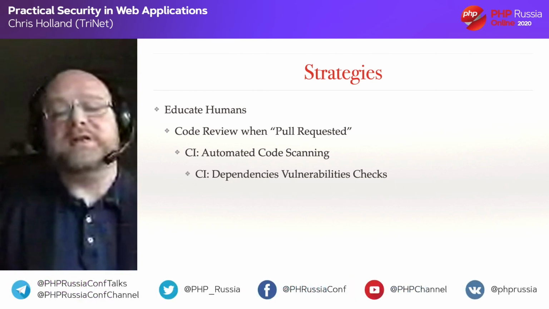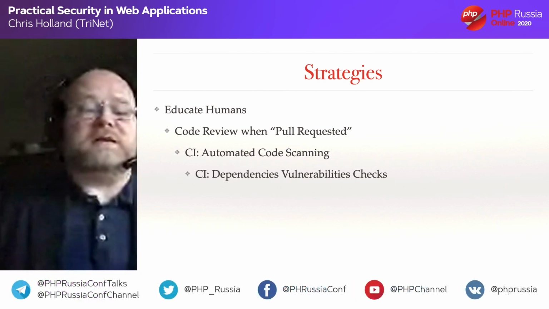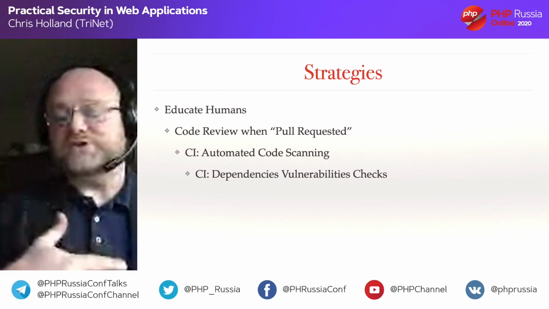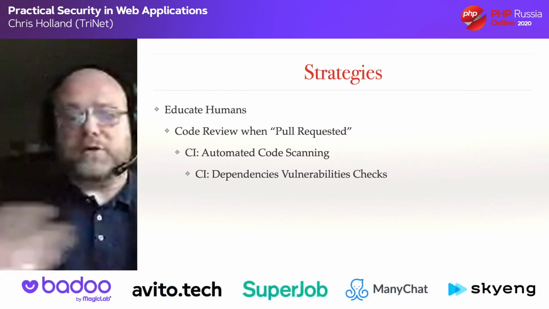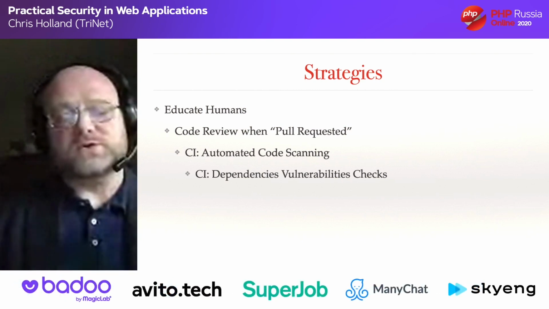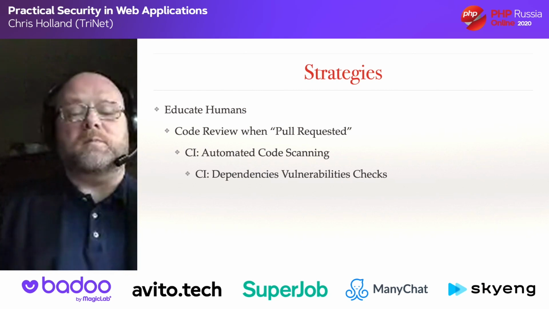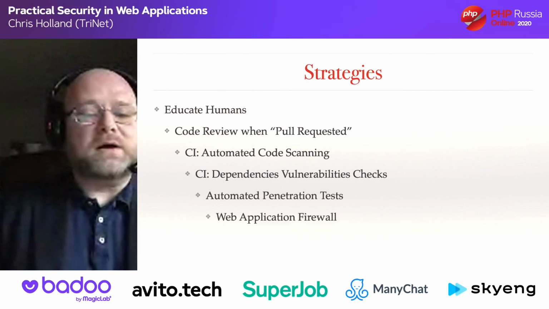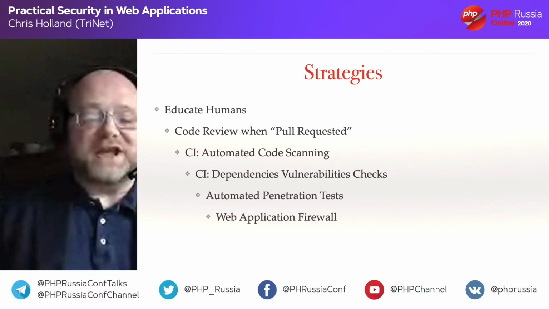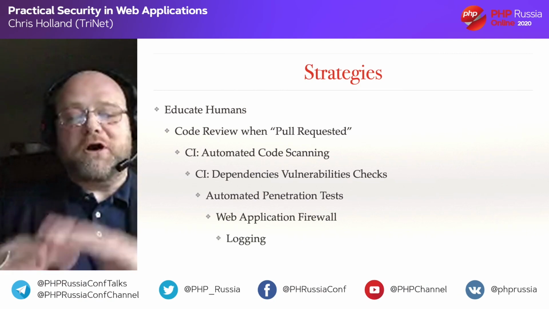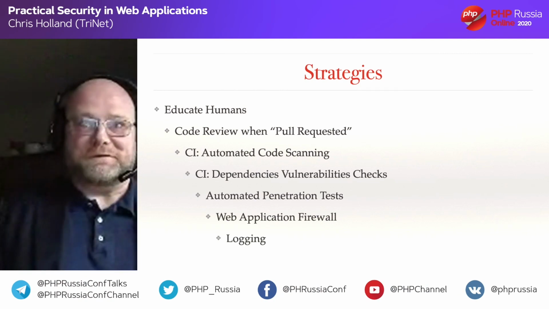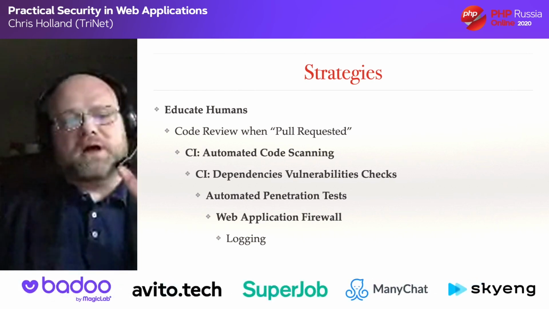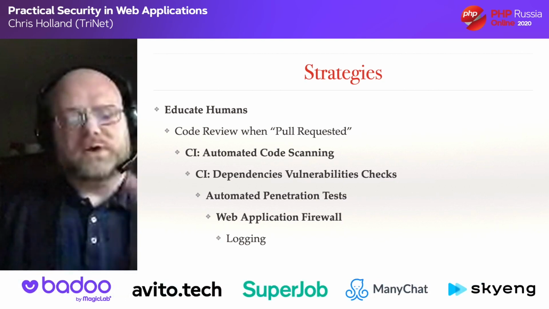So dependencies, vulnerabilities, these are vulnerabilities in code written by third party. So your application uses frameworks and third-party libraries. And so we're going to show you tools that allow you to be aware of vulnerabilities in those. Then you have automated penetration tests as well. Then you can try to put a web application firewall. And then when all else fails, you hope that you have sufficient logging in place to figure out what happened, right? So today we're going to look at these topics in bold on your screen right now.